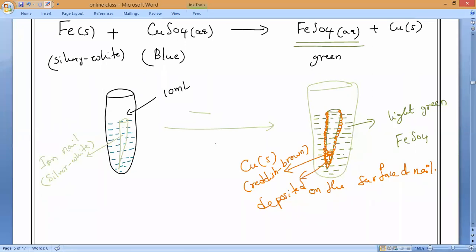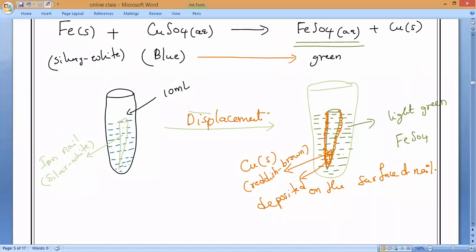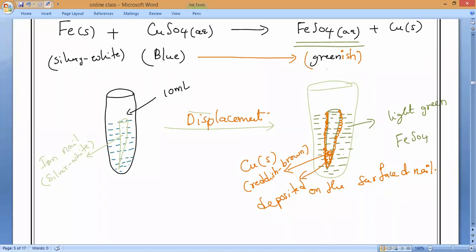So here, what is the reaction? If we just leave it for half an hour, which reaction is this? A displacement reaction is carried out between iron and copper sulfate. So blue color will turn into which color, guys? Light green or greenish color. It is clear, everybody? That is what I want you to remember.